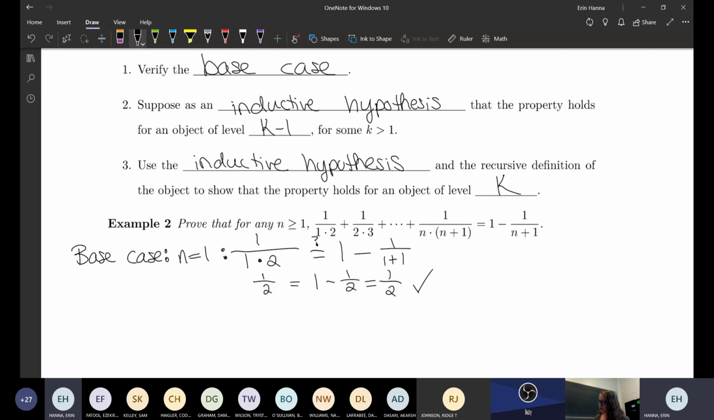So what we want, you don't always have to write out what you want, but because we're still kind of working on learning this, I'm going to write out what we want. So we want all of this all the way up to k is equal to 1 minus 1 over k plus 1. So we want to show that that's true. Essentially, we're going to start with the left side and try to manipulate it until we get to the right side.